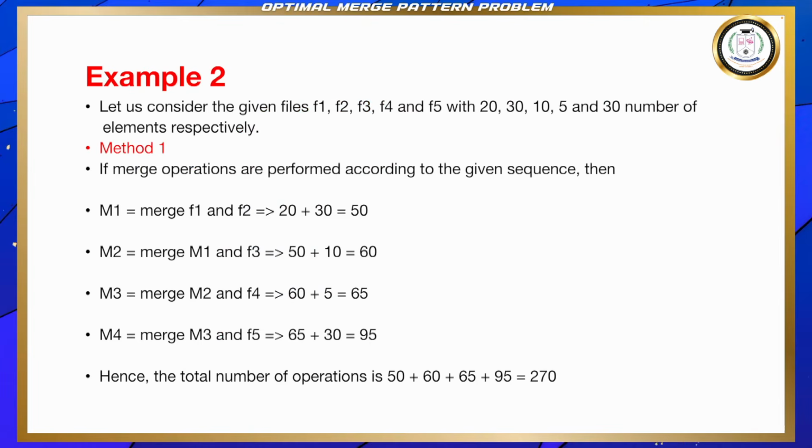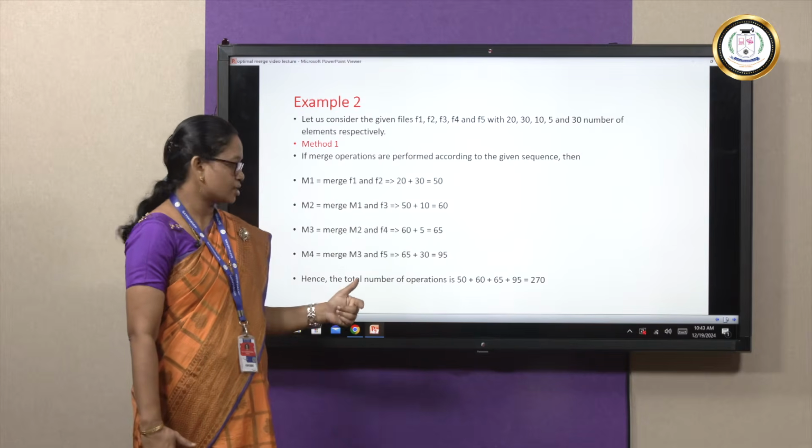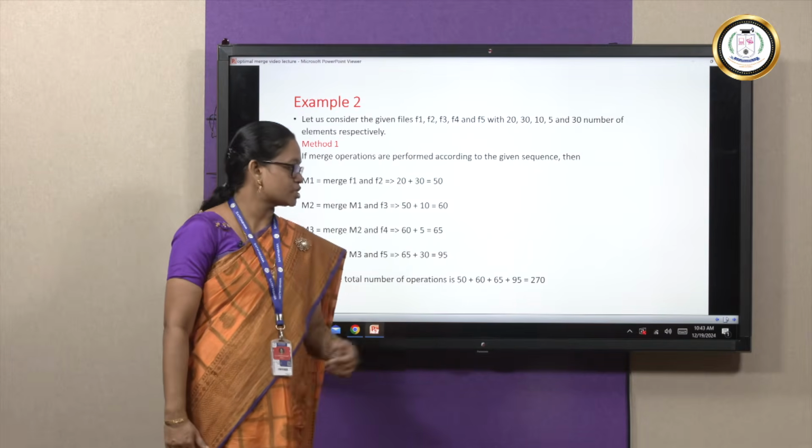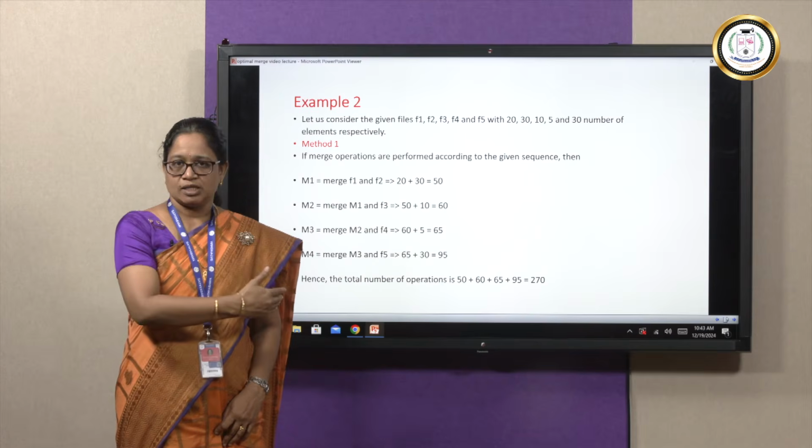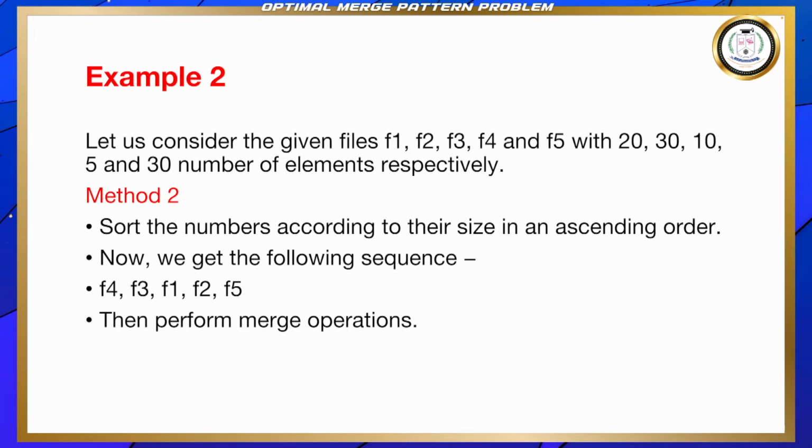The total number of operations that are done is, just add all the comparisons that are done. That is 50 plus 60 plus 65 plus 95, which is equivalent to 270. So 270 comparisons are done when you are doing it by this method, method 1. Now we take the next method.